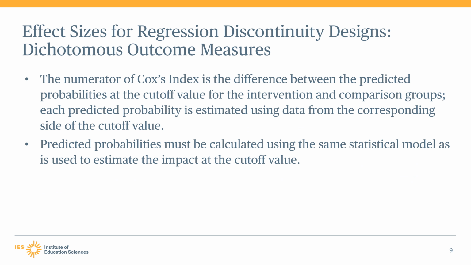When estimating the Cox index effect size from regression discontinuity design studies, study authors must provide the predicted mean value, or predicted probability, at the cutoff value, again with those predicted probabilities estimated using data from below the cutoff and above the cutoff, respectively. Again, both predicted probabilities must be calculated using the same statistical model that was used to estimate the impact on the outcome at the cutoff. These predicted probabilities are needed in order for findings reported by the author to be included in the rating of effectiveness.